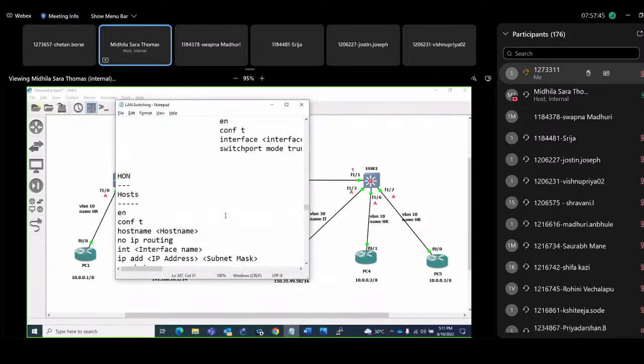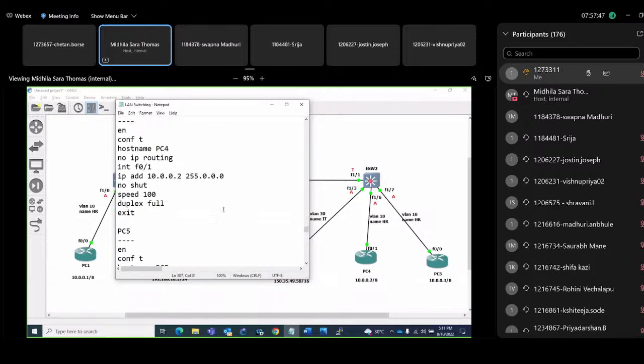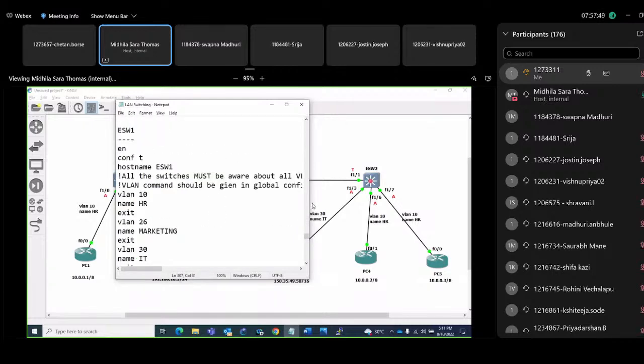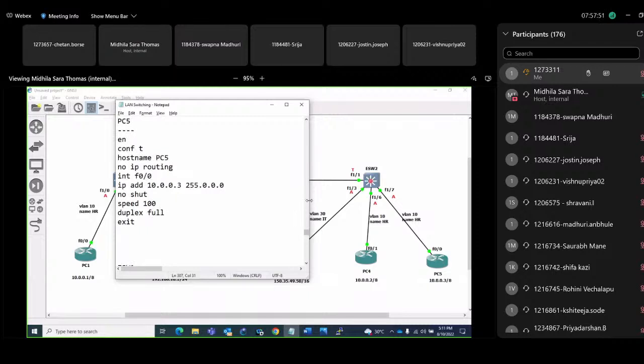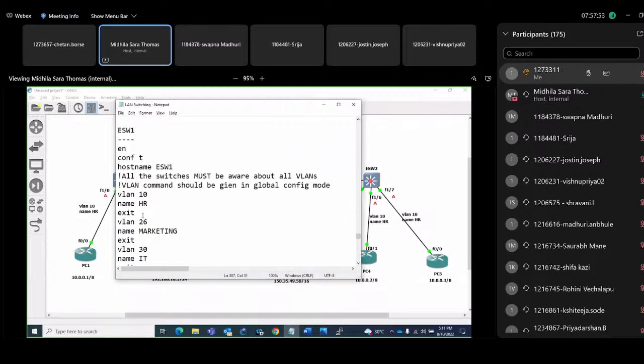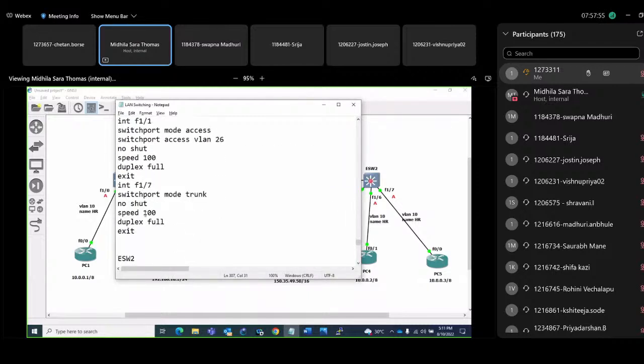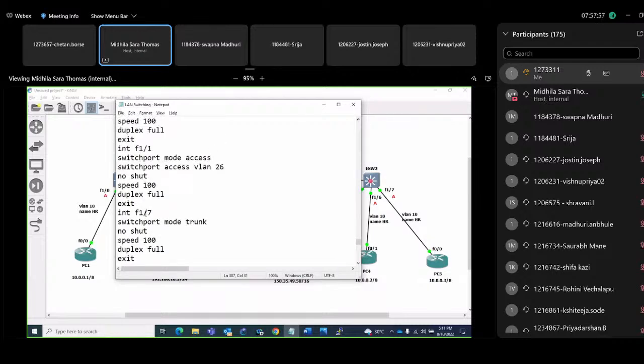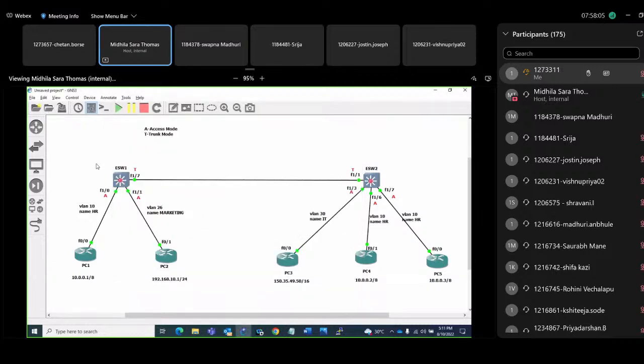Wait. Yeah, what is there in ESW1 notepad? Wait 1 minute. Yeah. Yes, Abhishek. Yes. In switch, it is like that.